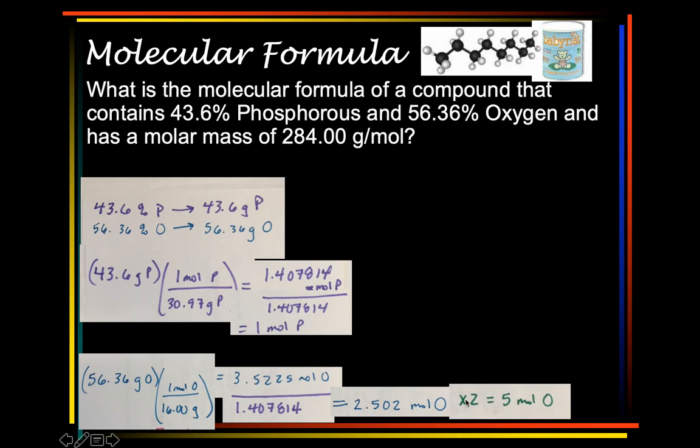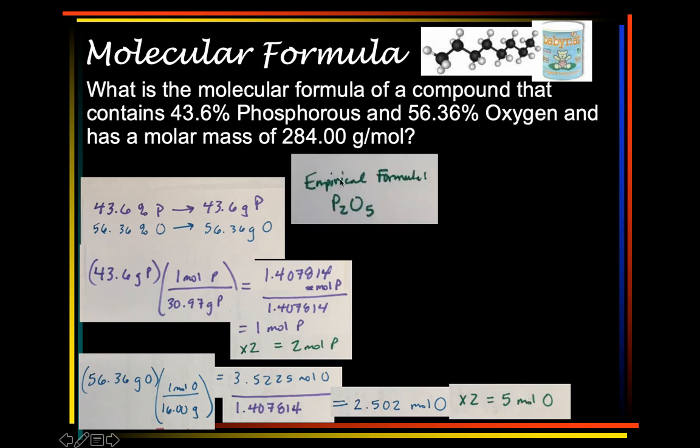But then whatever you do to one chemical, you have to do to all the other chemicals in this compound to keep the ratio the same. So I also multiply this by 2, still a whole number. So once again, like I said, I realize this looks very similar to our last one, but it's a different chemical, different numbers, same process. 2 moles of P for every 5 moles of oxygen. Lowest whole number mole ratio between the elements. So my empirical formula is P2O5.